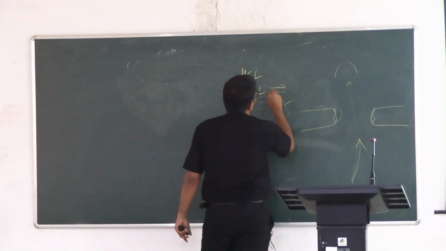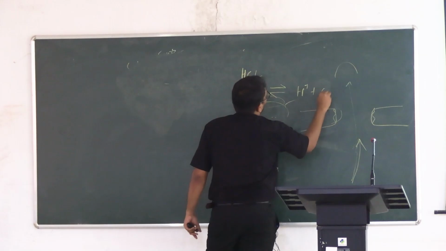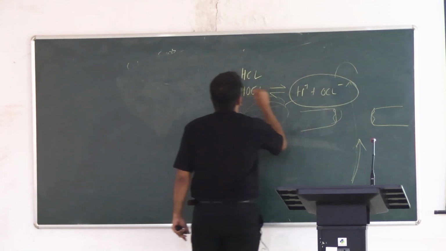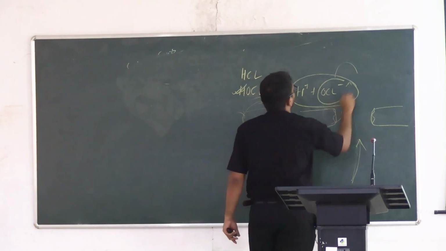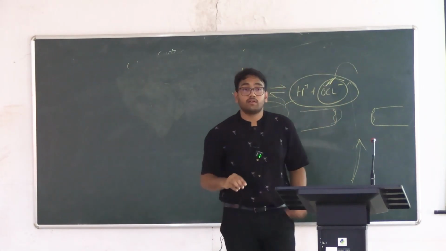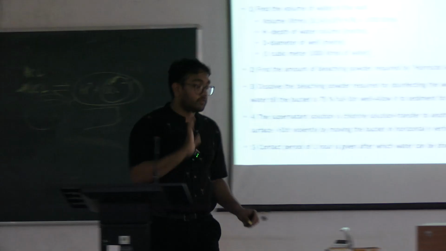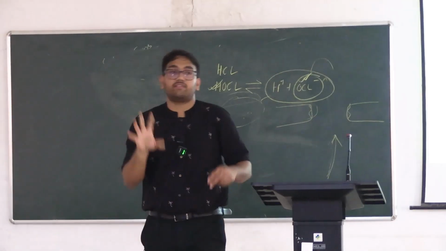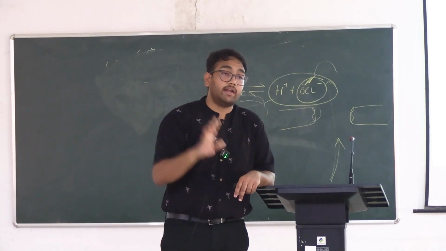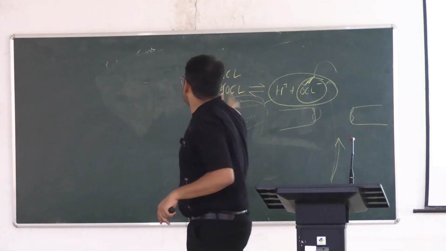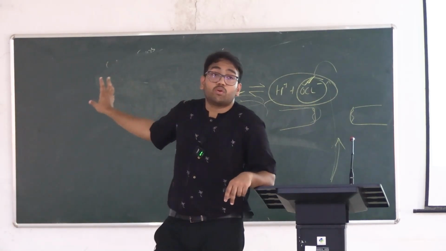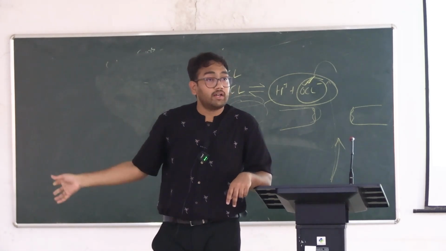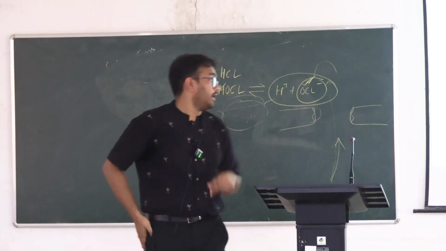HOCl ionizes as H+ and OCl-, okay. So these are the best disinfectants with chlorination. Hypochlorite ion and hypochlorous acid are much stronger disinfectants than HCl. Among these two also, hypochlorous acid is a stronger disinfectant than hypochlorite ions, okay, right.